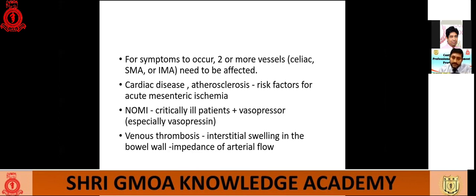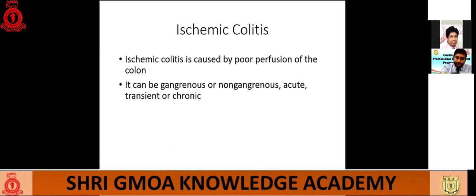It's supplied by the superior mesenteric, inferior mesenteric, and celiac axis. So at least two or more vessels should be affected to have symptoms. The main risk factors for acute mesenteric ischemia are cardiac disease and atherosclerosis. And then there is another entity called NOMI, which happens in critically ill patients who are on vasopressors. And venous thrombosis, superior mesenteric vein thrombosis, can cause intestinal swelling and later on it can develop into bleeding.